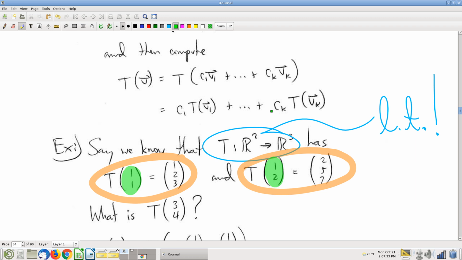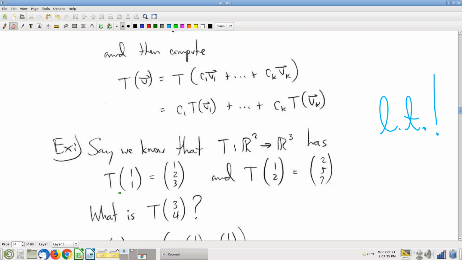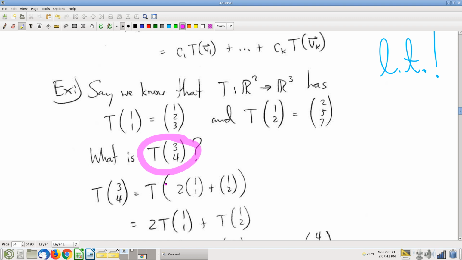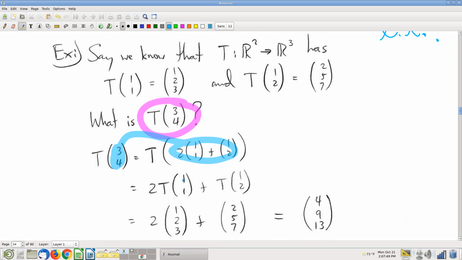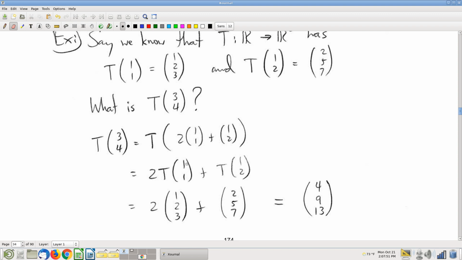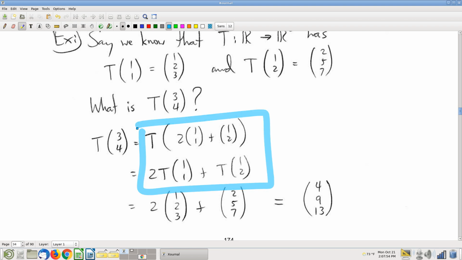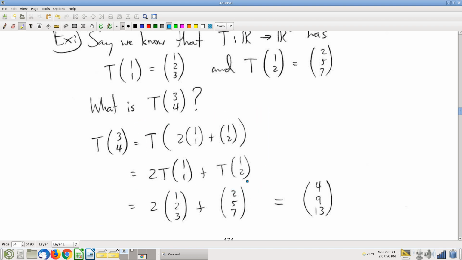For example, if you want to know what is T of (3, 4), how am I going to compute T of (3, 4)? Well, look, (3, 4) is a certain linear combination of those basis vectors. Then I just invoke linearity, as we discussed. There I am invoking linearity. I know these output images. Those were given.